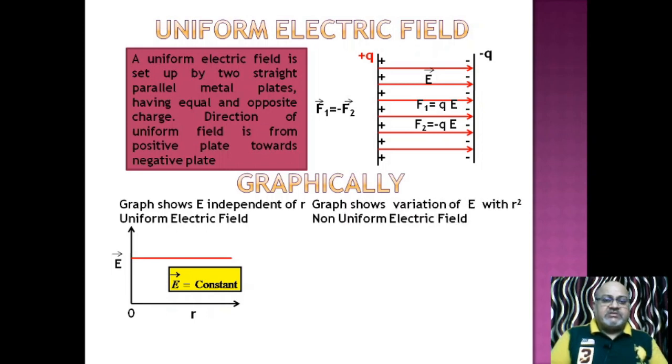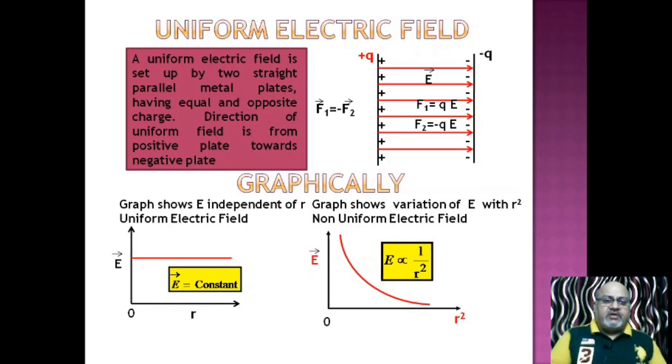Second case of non-uniform electric field, E varies with r square. See, we take two axes, E on the y-axis, r square on the x-axis, and we draw a graph. This is a graph, and this will touch the x-axis at infinity. Why is this graph a curve? We have already understood this graph in previous lectures. Here E is inversely proportional to r square.